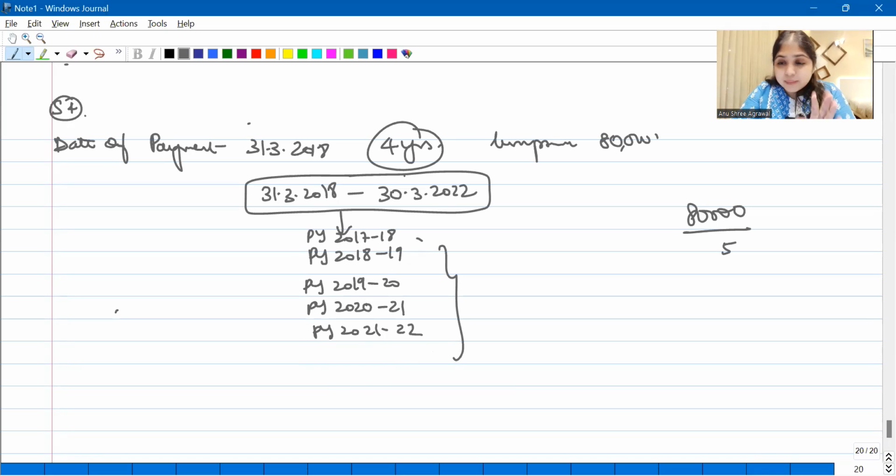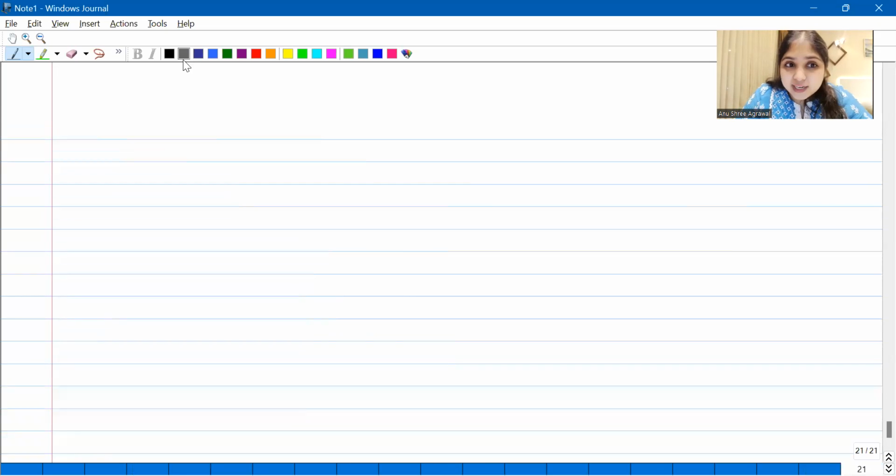That is why, but tell me, in the examination, will you have the time to do all this thinking? What if it is 10 years? What if it is 8 years? Will you sit and write all the years like that? You will not have the time. That is why one shortcut generally I ask students to remember. If the question says 4 years, you will divide it by 4.